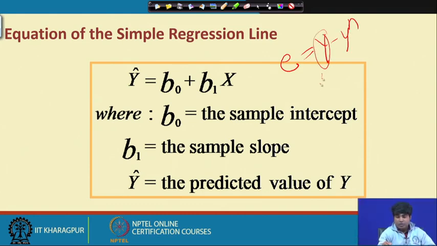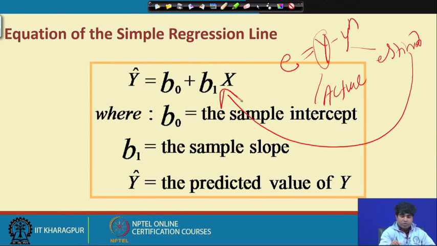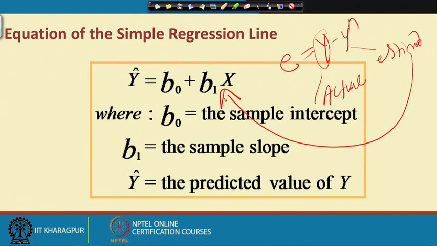Here y is the actual value and y hat is the estimated value, and the estimated value will be derived from this equation, and then the difference will give you the error component. Now, what will you do? We have some tools, and one of them is ordinary least squares. We apply ordinary least squares to minimize the error sum of squares. When you minimize the error sum of squares, by default you will get the values of these parameters.